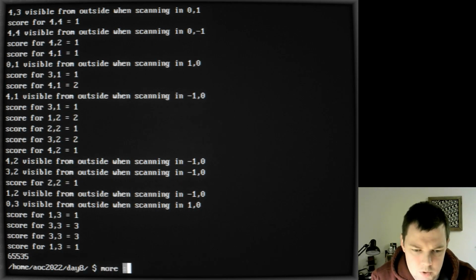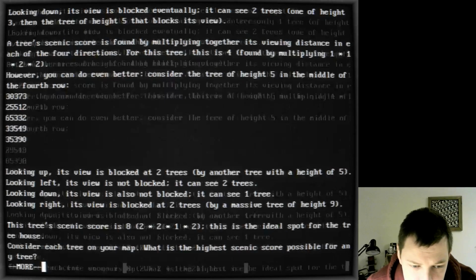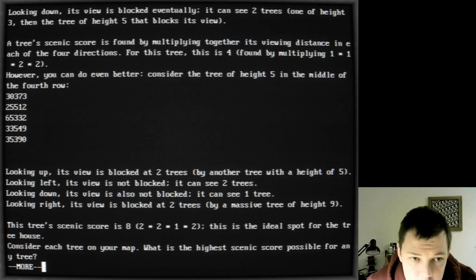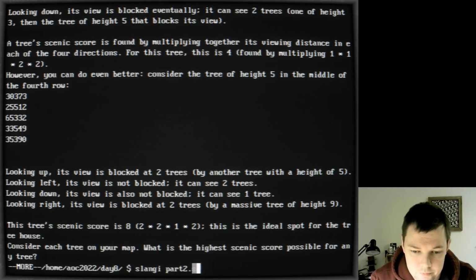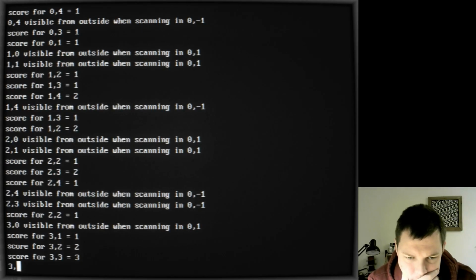Okay, so what did... height 5 in the middle of the 4th row? So that's 2, 3. Two, 3, visible from outside when scanning in 0, -1.